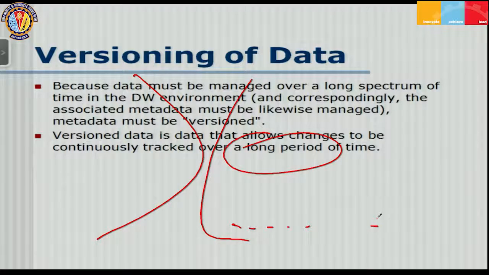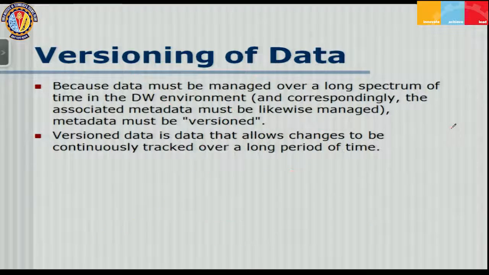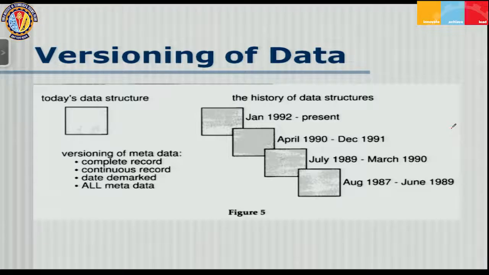Because the data warehouse must be managed over a long spectrum of time, the data and the associated metadata must also be versioned. Versioned data is data that allows changes to be continuously tracked over a period of time. You have seen slowly changing dimensions and other related concepts earlier in the course. So versioning of the data is important, and similarly versioning of the metadata is also important, and this is how it is typically done.